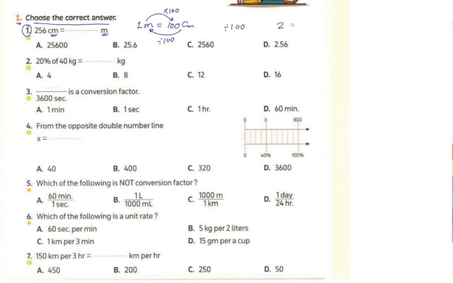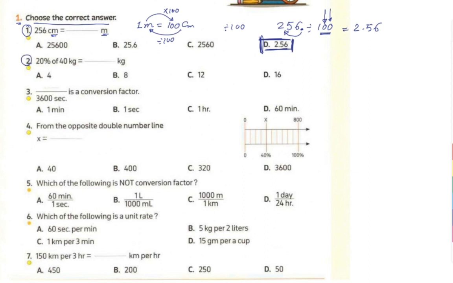Okay, now we have 256 divided by 100. When we divide any number by 100, how many zeros do I have here? Two zeros, and the decimal point is here. Divide by 100, move the decimal point 2 places to the left, so the result will be 2.56. That's point D, so I will choose point D.